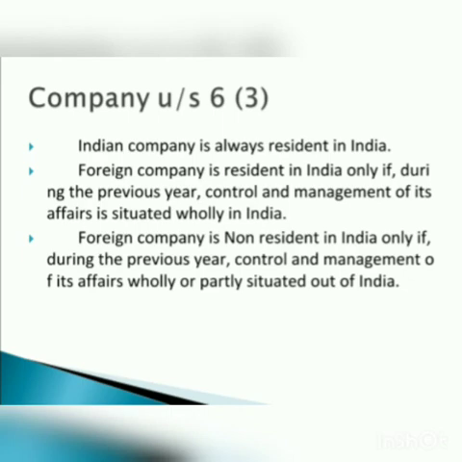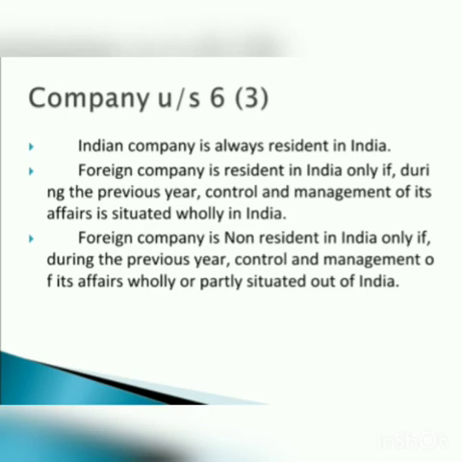Next is company, that is covered under section 6 subsection 3. Companies are of two types. First one is Indian company and second is foreign company. Indian company is clear from the name: any company which is registered in India. If any company is registered in India, then the company is always a resident in India.